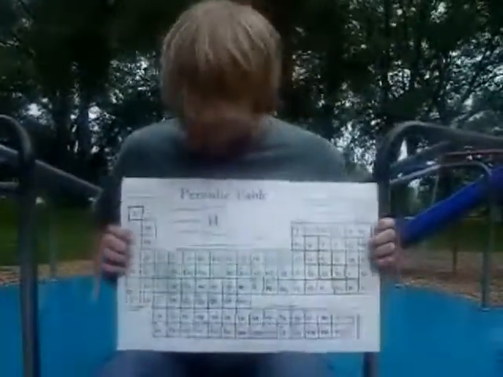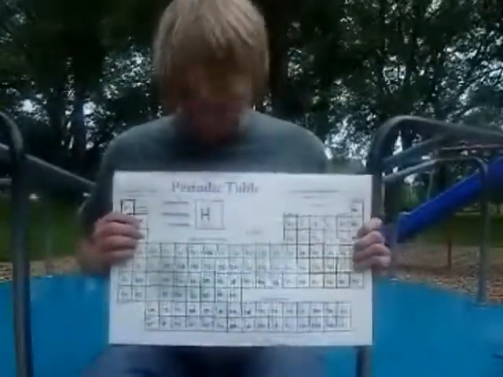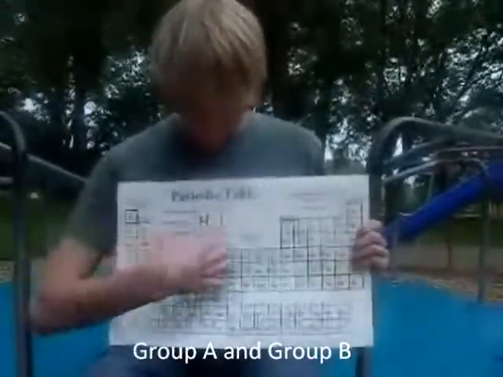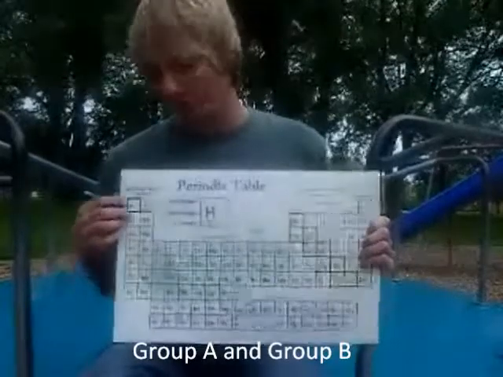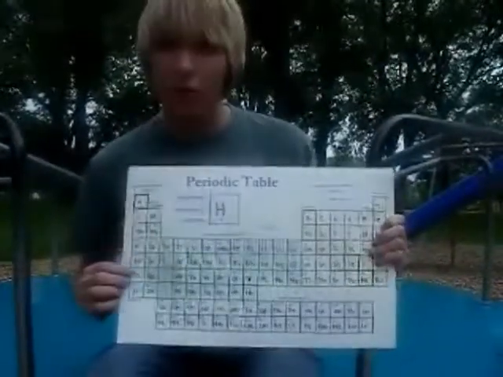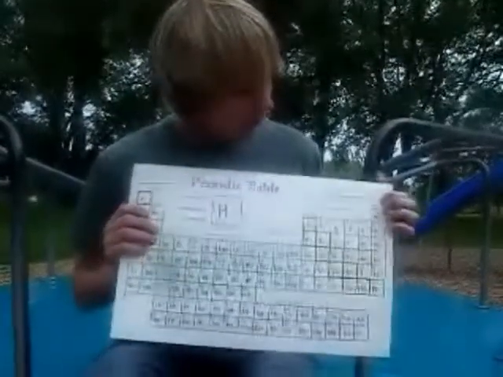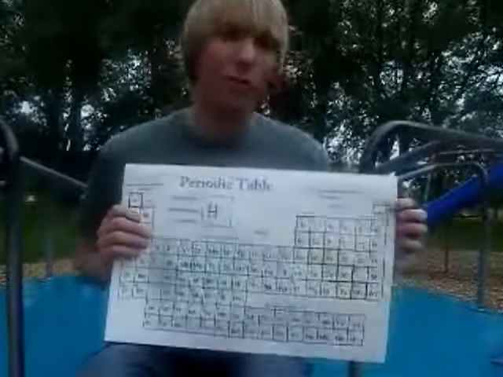The next way the elements are classified is by groups. Groups are the columns going down the periodic table, and there are 2 different types of groups. There's group A, and then there's group B in the middle. The group A elements are classified by their valence shells. Everything in the first row has 1 electron in their valence shell, and everything in the 8th row has 8, except of course for helium, which is happy with just 2.